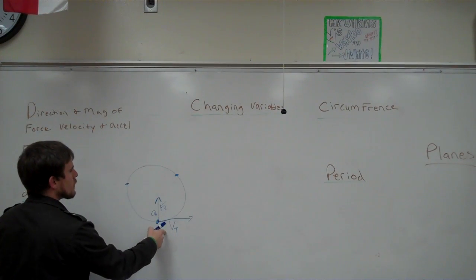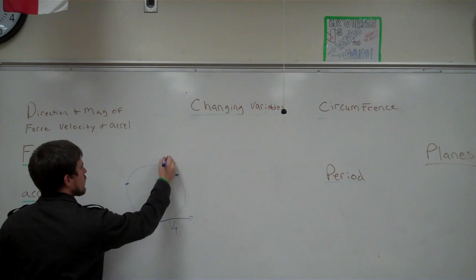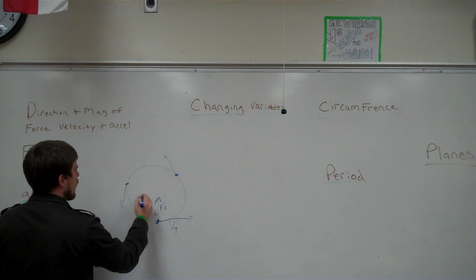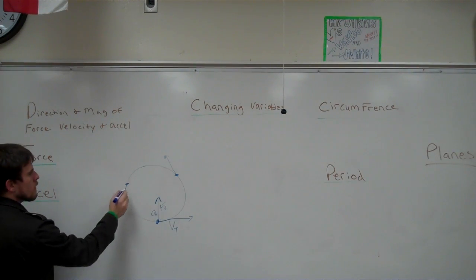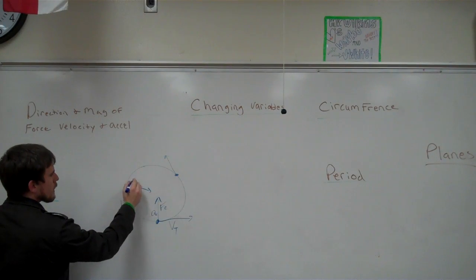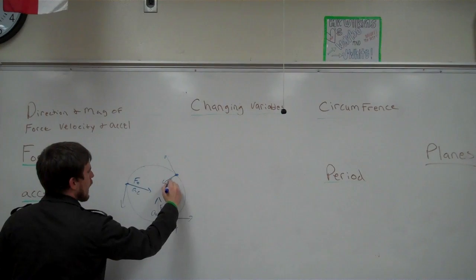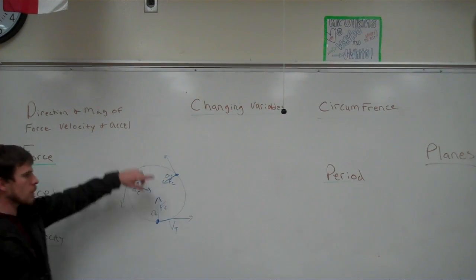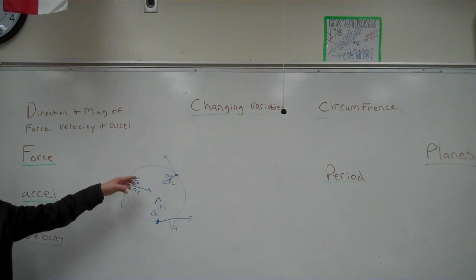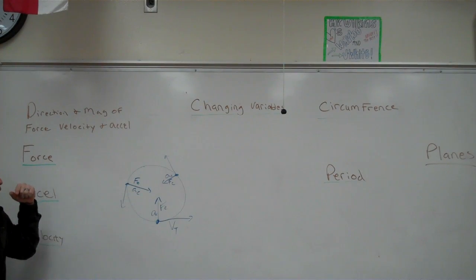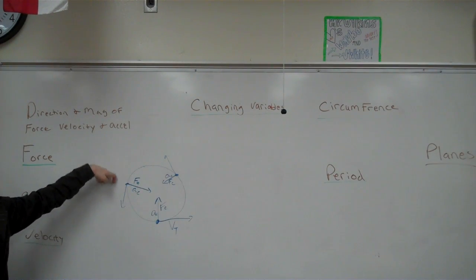The tangential velocity will always be directed in a line tangent to the circle, and the centripetal force and the centripetal acceleration will always be directed toward the center of the circle. So regardless of where you're at, the centripetal acceleration and centripetal force are always directed toward the middle. Velocity is always going to be tangent to the circle.